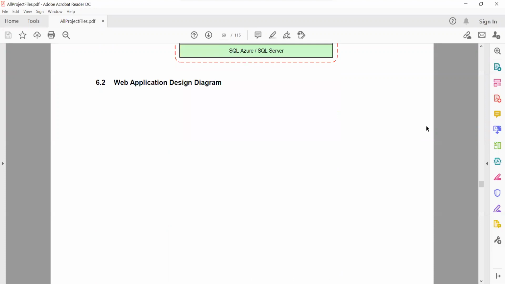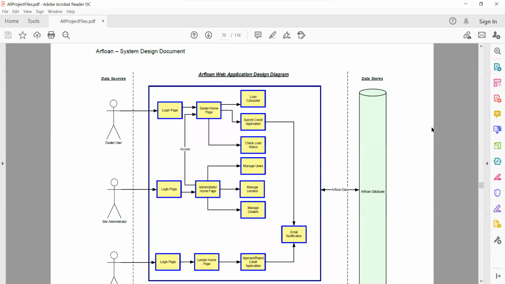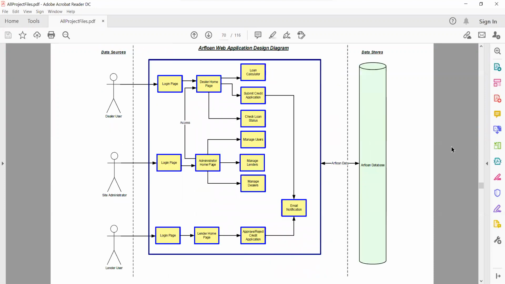First, we can get to the next one. So now this diagram is one of the key things. This gives you a view of how the different pages in the application are going to be laid out, and from one page, what event triggers you to go into the other page.